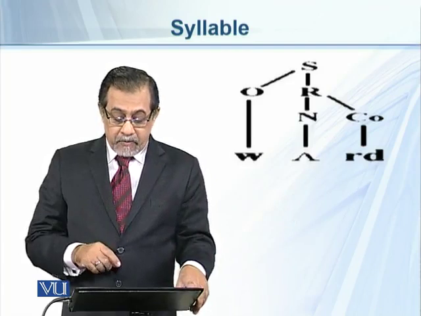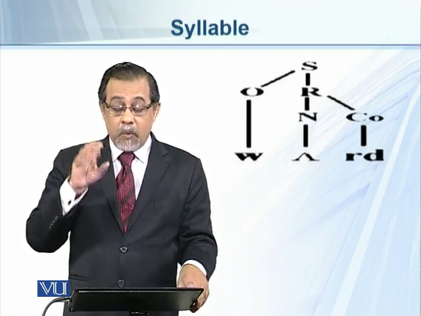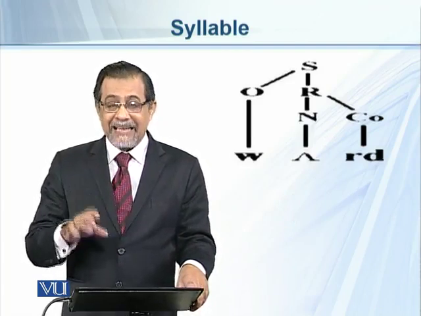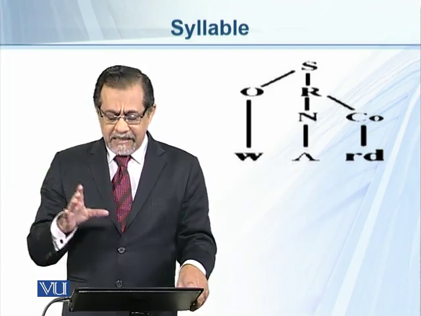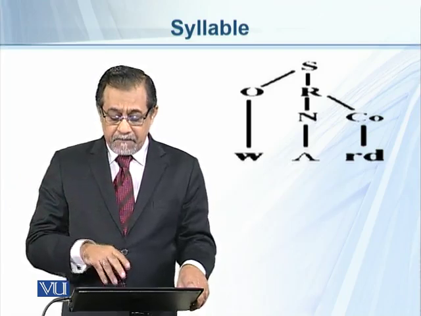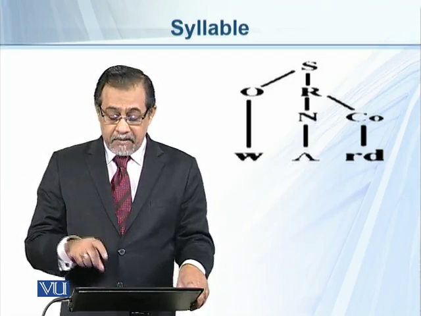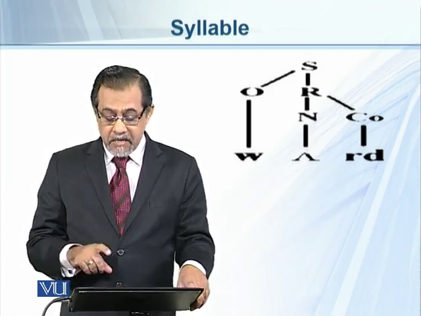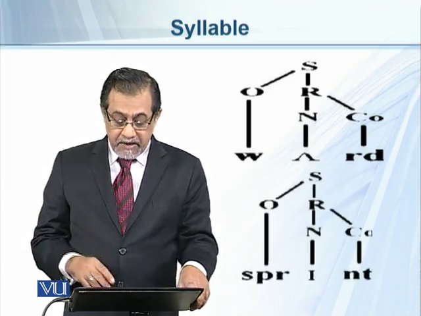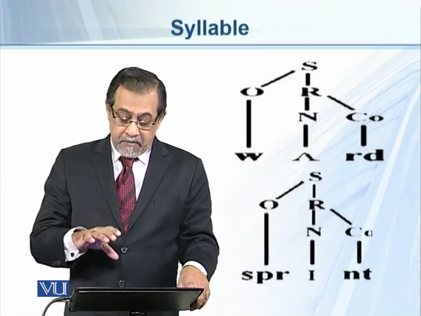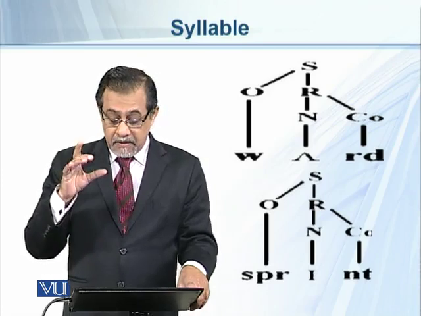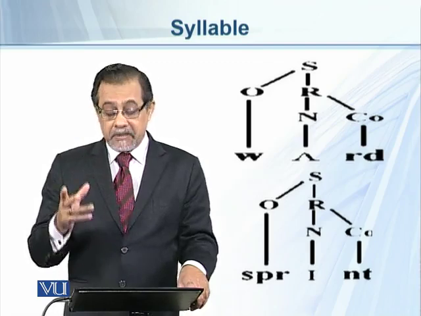So you look at the word word. So w, and rd, right? So we have this onset, rhyme. The rhyme consists of nucleus and coda. Similarly, we have the word sprint. We have onset, and the rhyme consists of nucleus and coda.